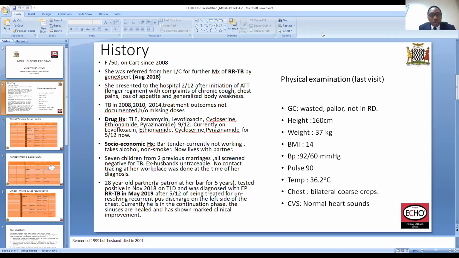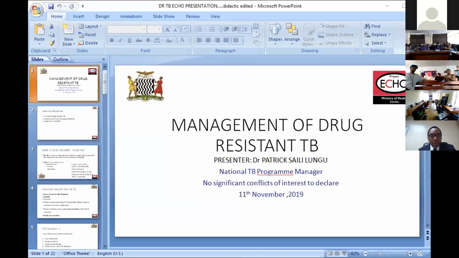Good afternoon, everyone. I would like to welcome you to today's session, which is on drug-resistant TB. As you may be aware, drug-resistant TB in our setting is an emerging threat. We have a significant number of drug-resistant TB patients in our country, and this includes pediatric as well as adults, and it also includes people living with HIV and also HIV-negative individuals.